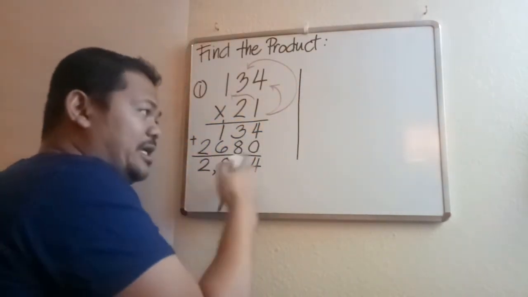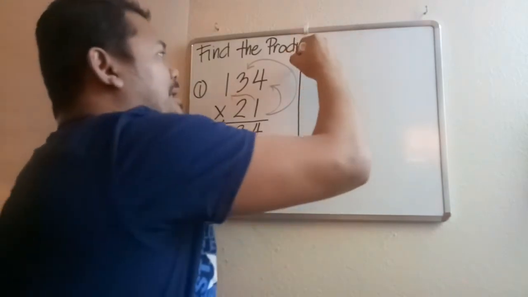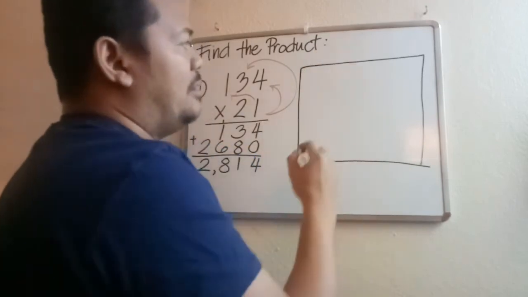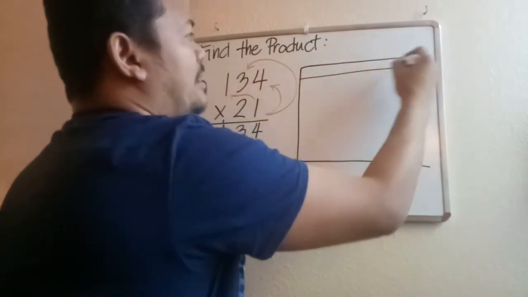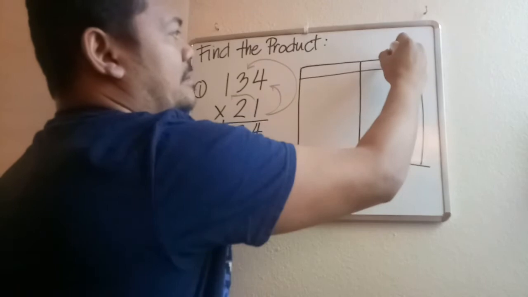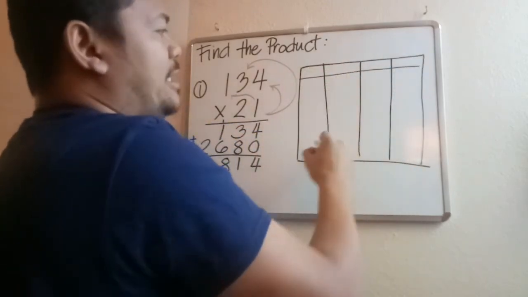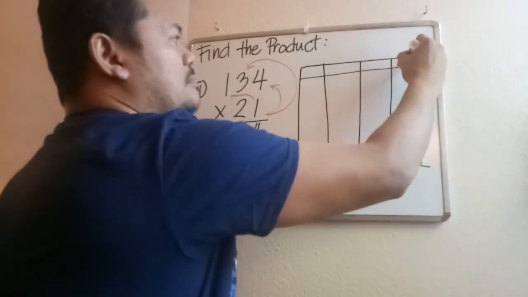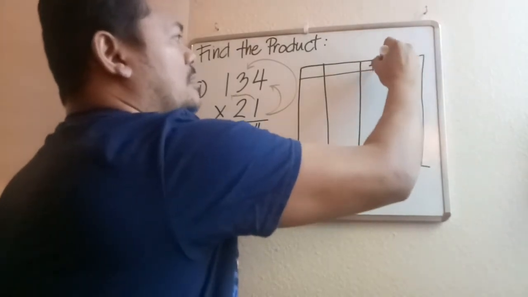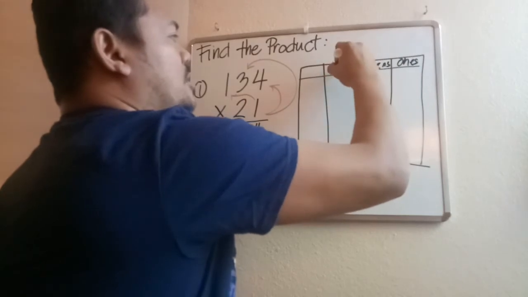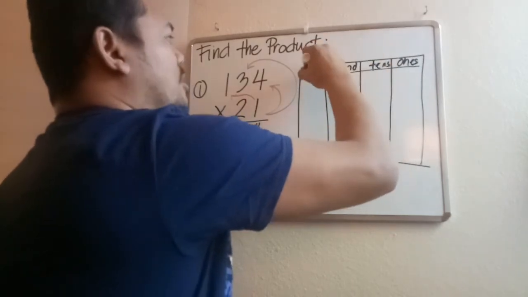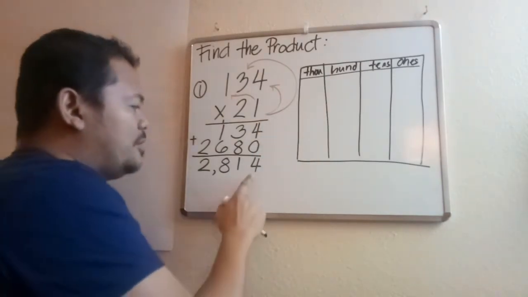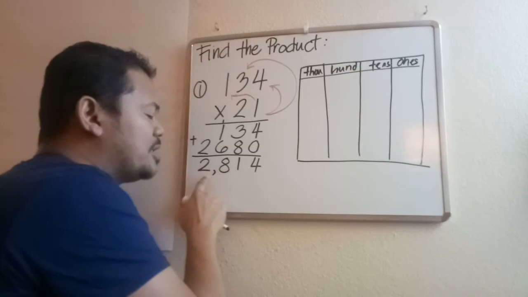Now, you can write here in your place value chart how many digits? 1, 2, 3, 4. It means we're going to have 4 place values. So draw a big square. Write the line. Try to divide them into 4 parts. So you got here ones, tens, hundreds, and thousands.